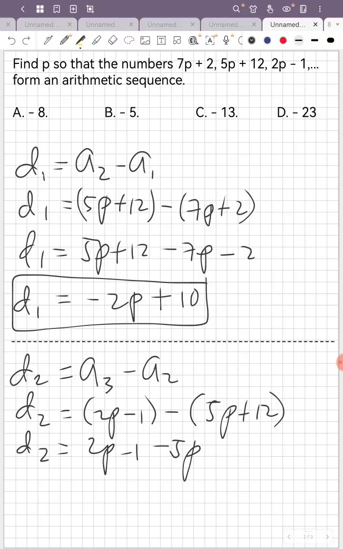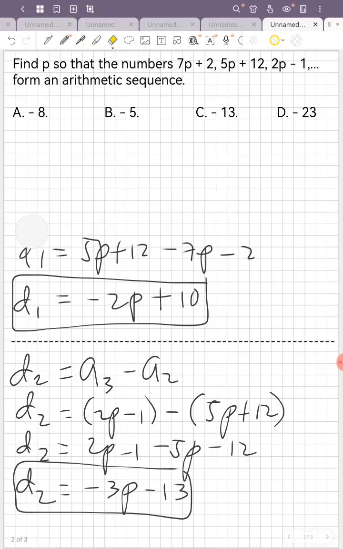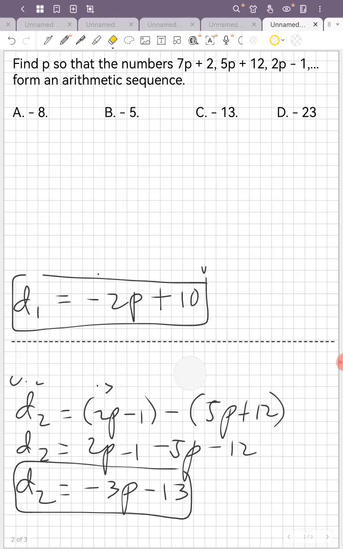Okay, so d sub 2 is equal to 2p minus 1, negative times 5p is negative 5p, negative times 12 is negative 12. So d sub 2 is equal to 2p minus 5p, so we have negative 3p. Negative 1 minus 12 is negative 13. So this is our d sub 2. In order to continue, we will just erase this one so we can have space. Also this one.